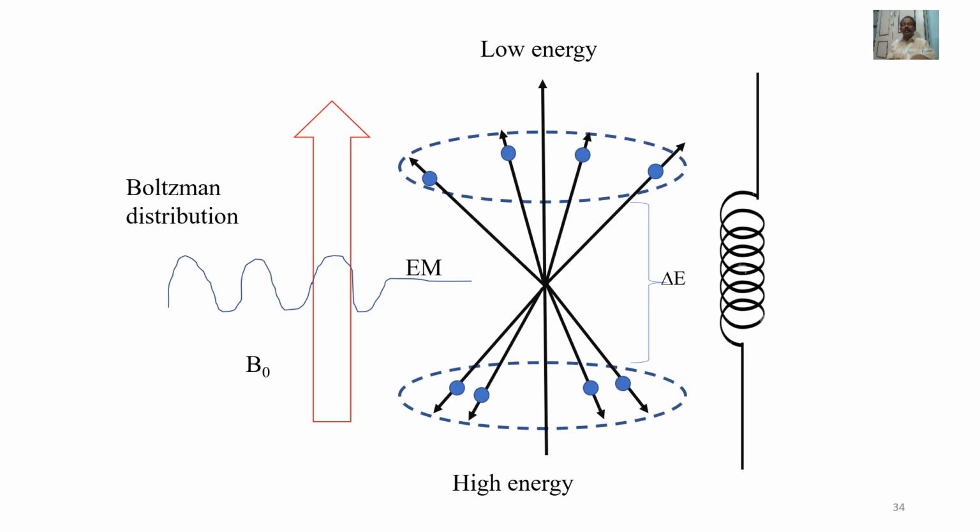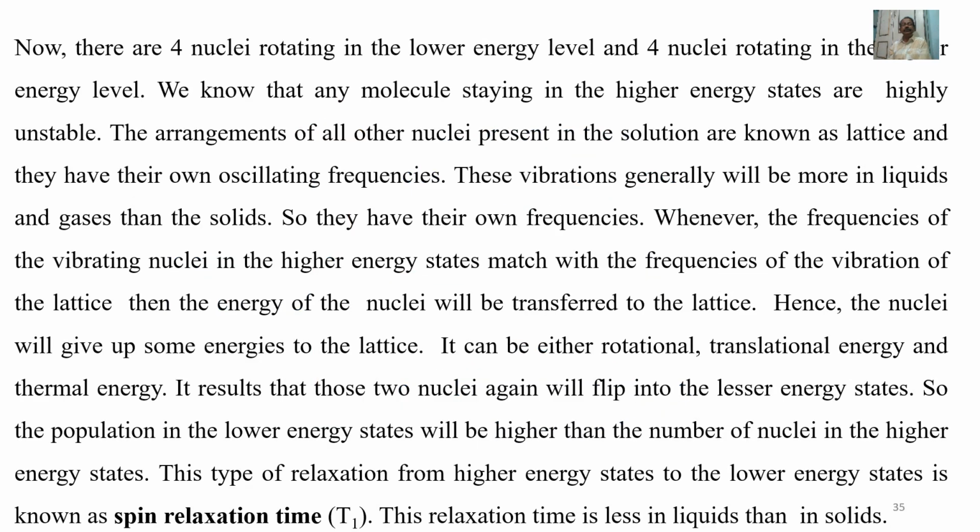Now we have only 4 atoms in the lower energy level and 4 atoms in the higher energy level. We know that any molecule staying in the higher energy states is highly unstable. The arrangement of all other nuclei present in the solution is known as the lattice, and they have their own oscillating frequencies. All the atoms are placed in the lattice. These vibrations generally will be more in liquids and gases than in solids.